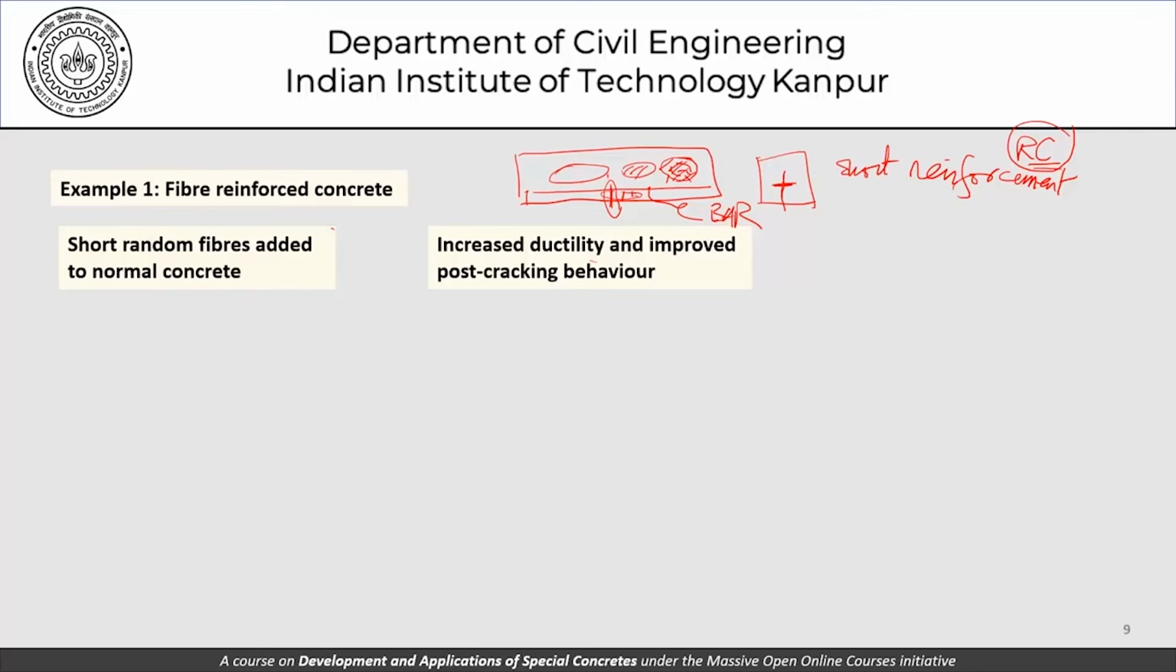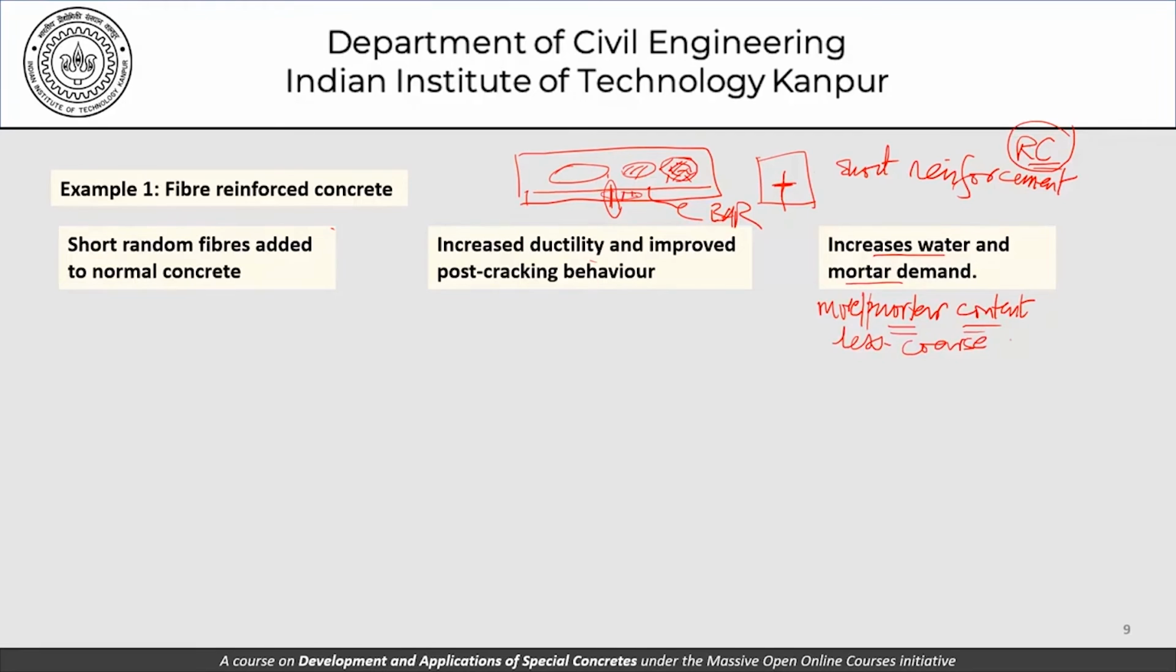But what it implies is increased water and mortar demand. This concrete, that is fiber reinforced concrete, has to have a higher mortar content. We'll talk about it more when we come to proportioning, but we can talk in terms of the mortar content of a concrete. And for fiber reinforced concrete, we need more mortar content. That means we need to have less coarse aggregates. So we cannot have the same kind of coarse aggregate content in fiber reinforced concrete as in normal concrete.